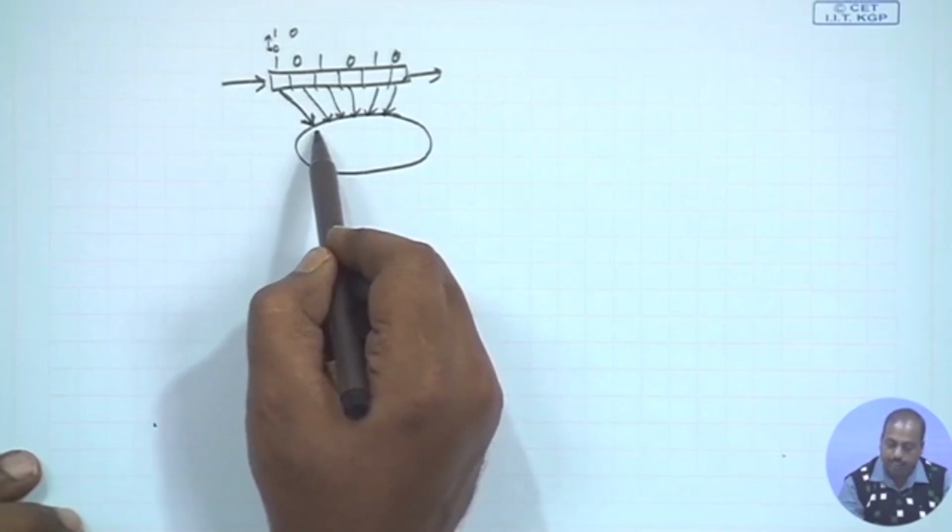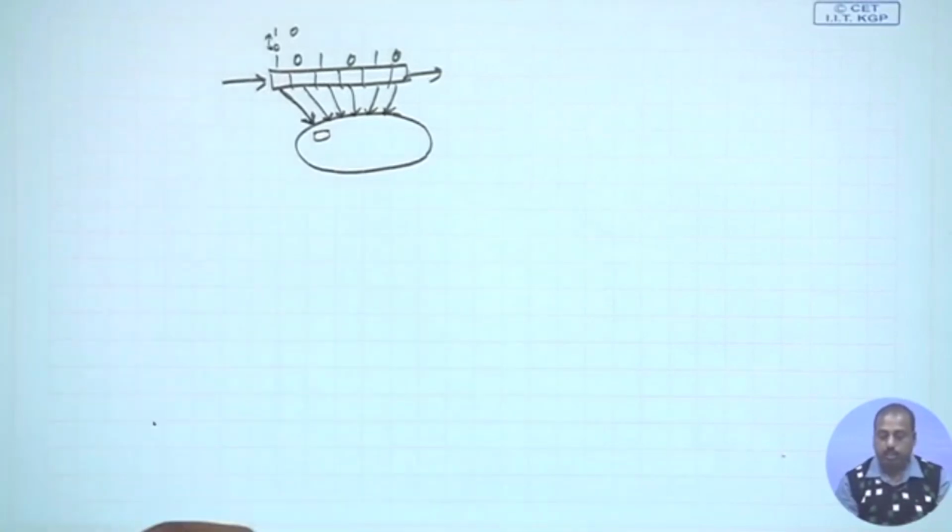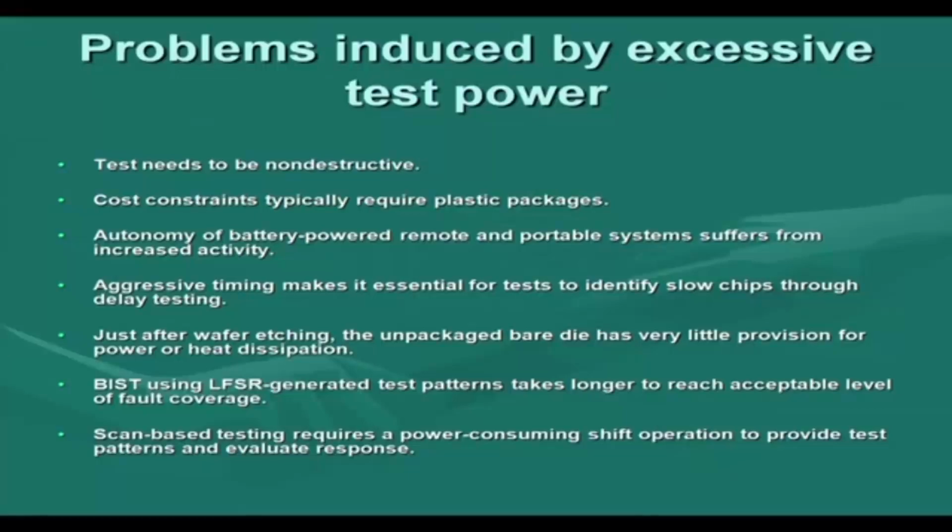Whatever gate is here, there is a chance that this gate will do some transition due to this change in the input, which is unnecessary. It is not required, but due to this scan shifting, the circuit inputs will also change during the entire shift cycle. That will consume power, which is unnecessary. So, scan based testing requires a power consuming shift operation to provide test patterns and evaluate response. These are the problems that we have with excessive test power.